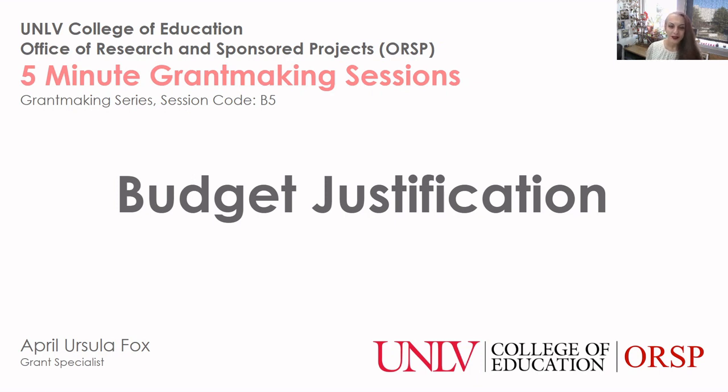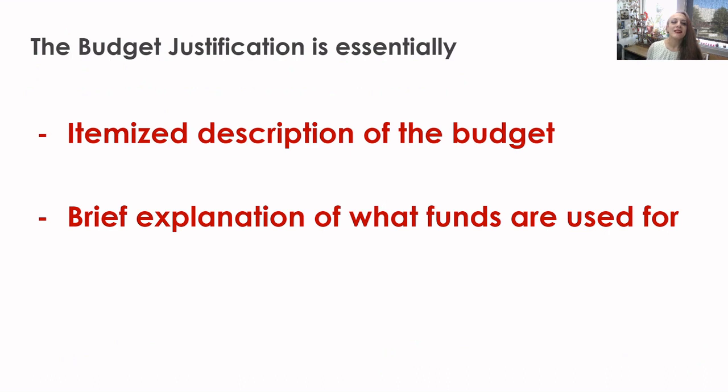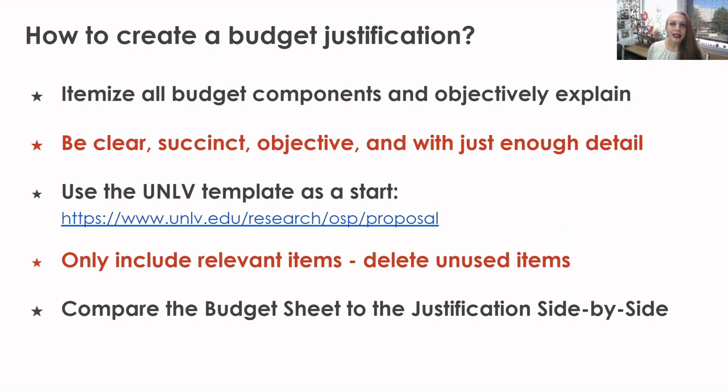Budget justification. The budget justification is essentially an itemized description of the budget. It's a brief explanation of what the funds are used for. We're going to look at several examples in this presentation, but how should we create a budget justification? The essence of it is itemize all budget components and objectively explain. Be clear, succinct, objective, and with just enough detail.